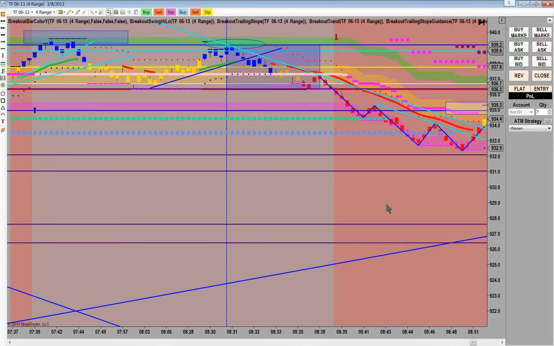How did you get the blue auto trend line to work? Dan, it's not an auto trend line. I just draw these. But there are some auto trend lines out there. You can find them on Ninja's website or something like that.